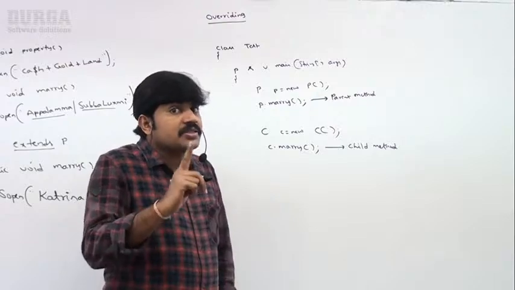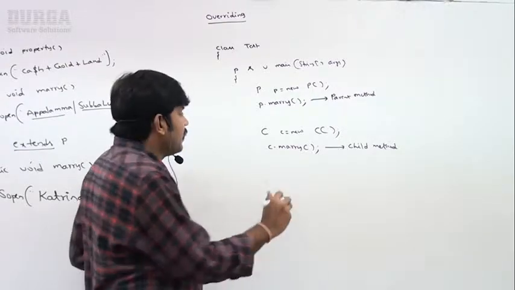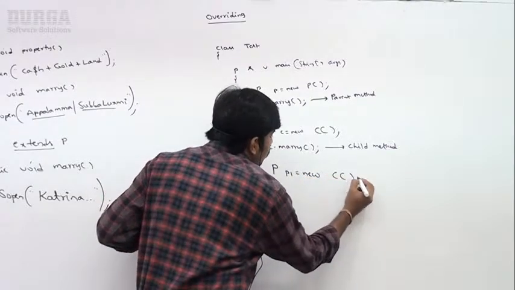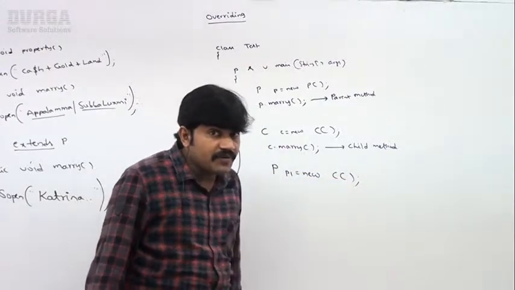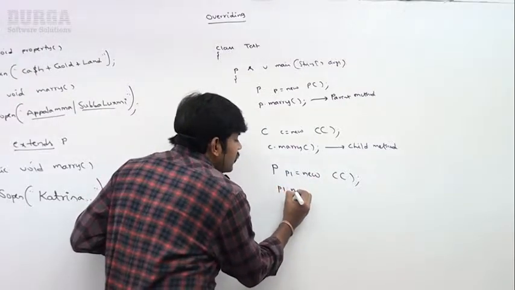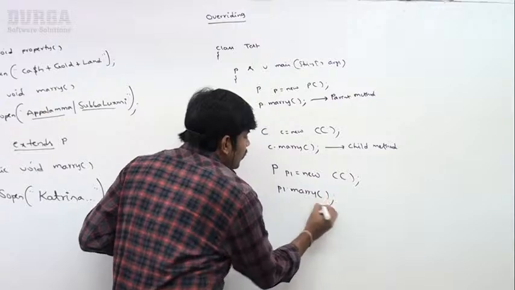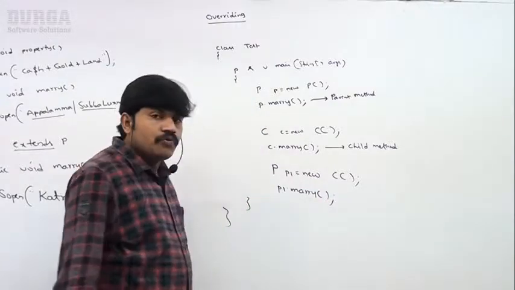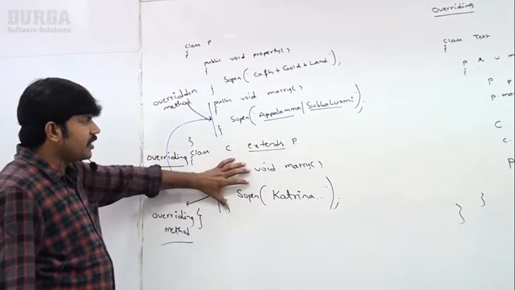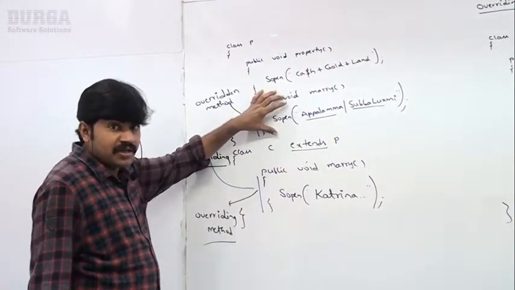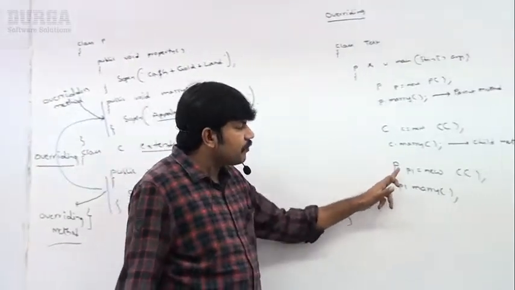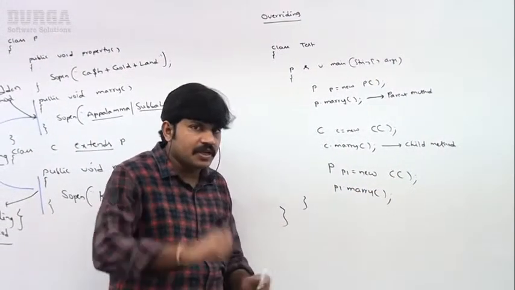Now, the next point you people should be aware of: a parent reference can be used to hold a child class object. Sir, P1.marry method I'm calling. Can you please confirm which marry method will come? Have you observed? The marry method is available in the child class, and the marry method is available in the parent class. Overriding happens.